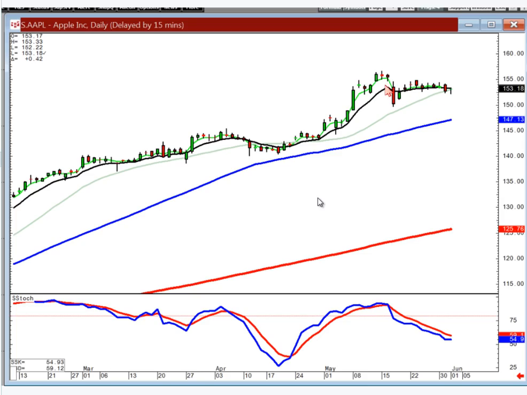Apple, nothing, no direction. Now down here, look, we had a little gap up and a good profitable move until it got here. So right now, not trading Apple.